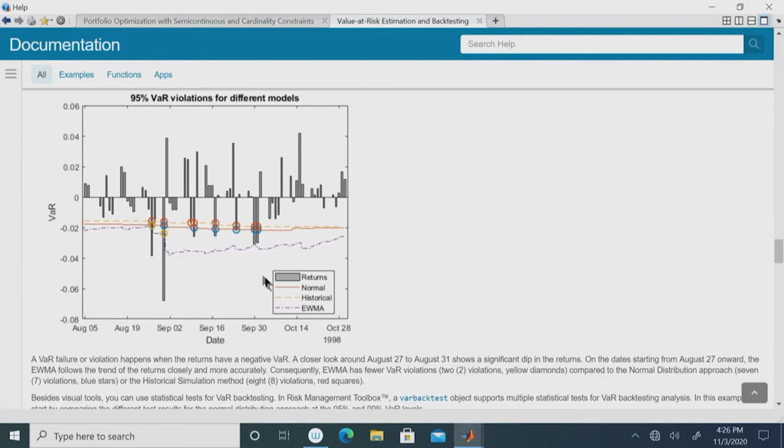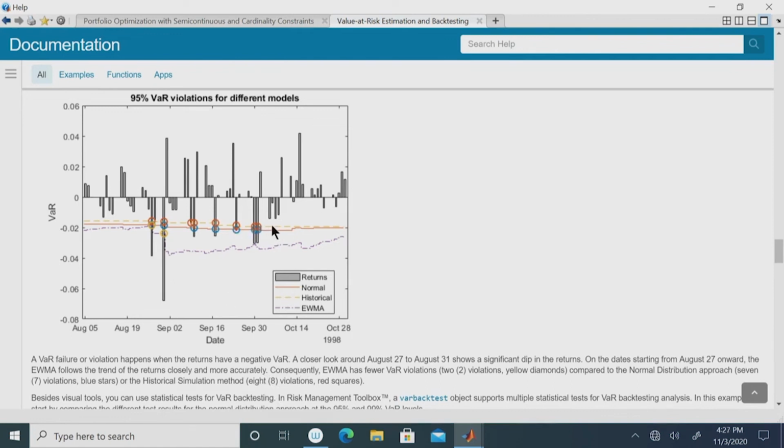Now, as compared to the normal distribution, which is the orange line, if you look carefully, there are 7 instances where the normal distribution curve is at a higher level than the bottom tip of the bar. And for historical simulation, the yellow bar, you will see that there are 8 violations.